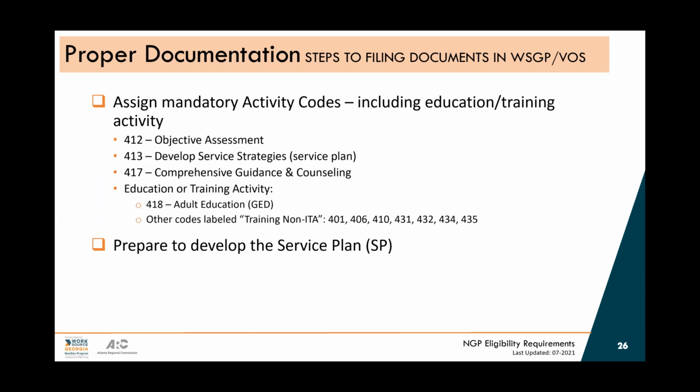Assigning those activities, 412, 413, and 417 are the mandatory activity codes. 412 is the objective assessment, which you started doing even before you enrolled them, and you will continue to do not only to complete the objective assessment summary, but it's also an ongoing assessment.